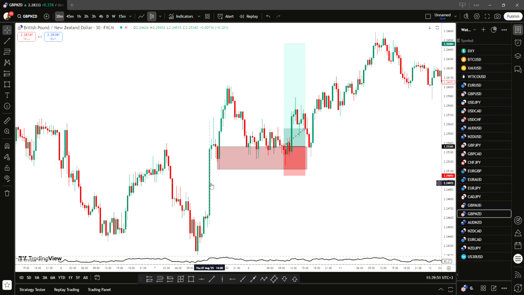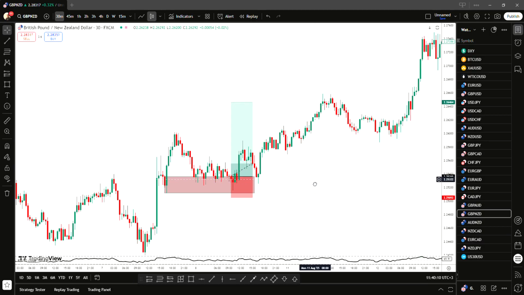And then identify your setup, which is rally, base, rally. So after identifying the setup, you mark the demand zone clearly and then wait for price action to come and tap into the zone and then buy to the upside. Simple and clear, straight to the point.